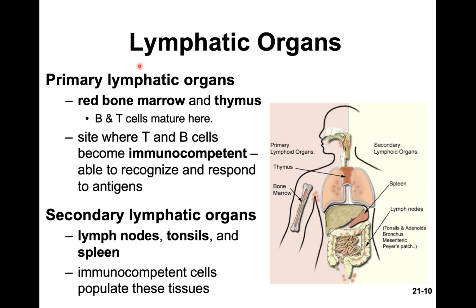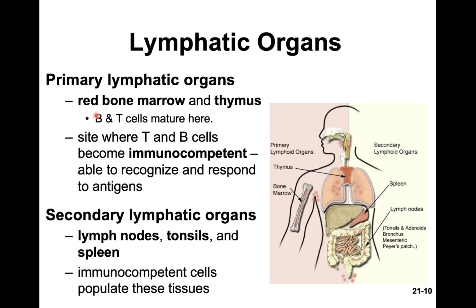So primary lymphatic organs include the red bone marrow and the thymus. Now, write this down because I'd like you to know these details. The red bone marrow produces B cells and T cells. So it makes both of these cells, and these cells are called lymphocytes. They are also classified as white blood cells.